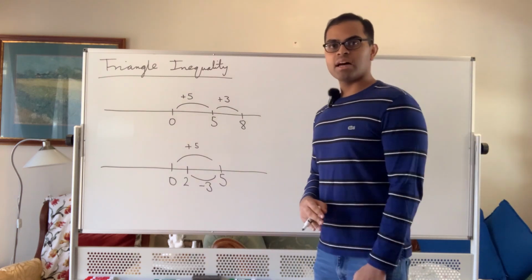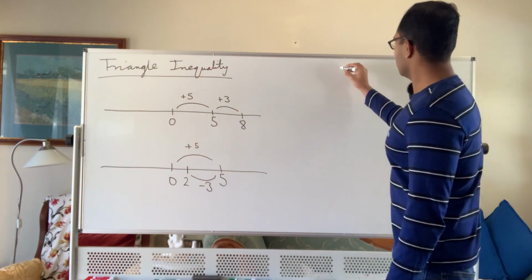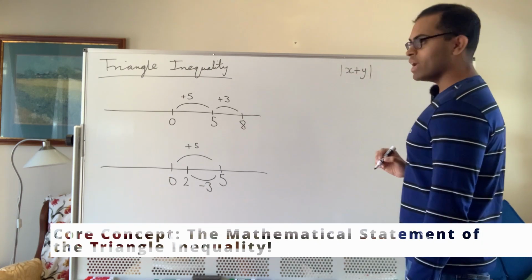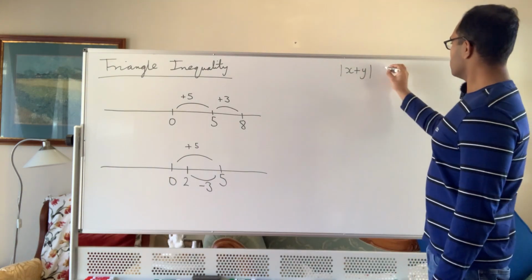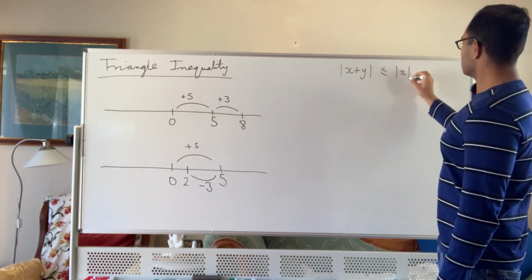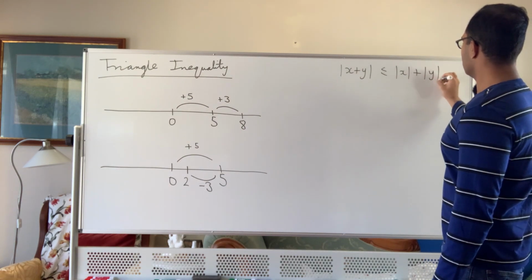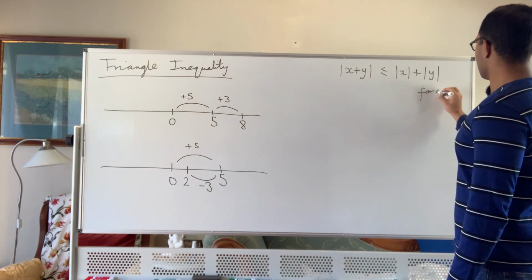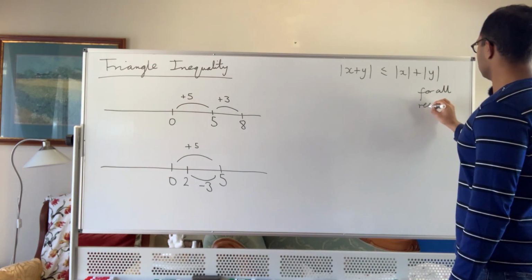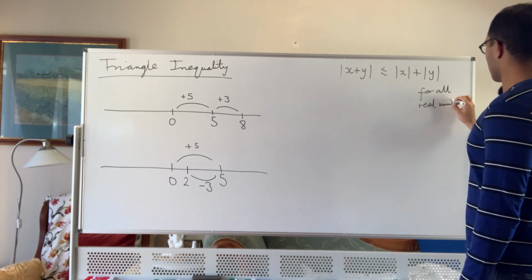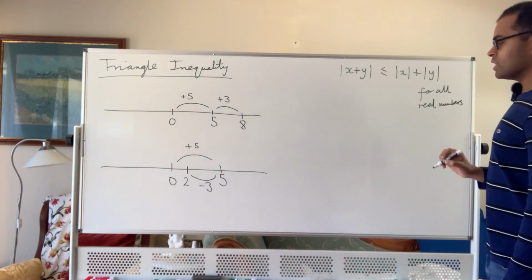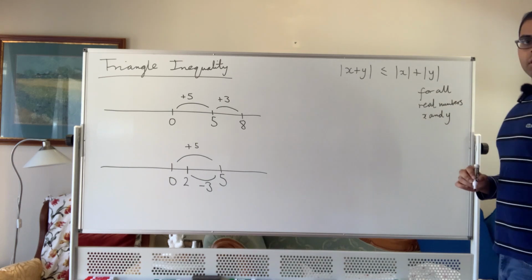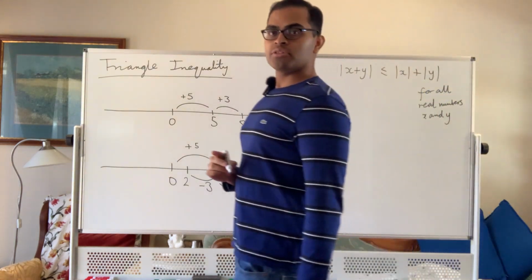So let's write that down in the following way. This is what the triangle inequality states. It states that the absolute value of x plus y is less than or equal to the absolute value of x plus the absolute value of y for all real numbers x and y. This is a universal law for all real numbers x and y.